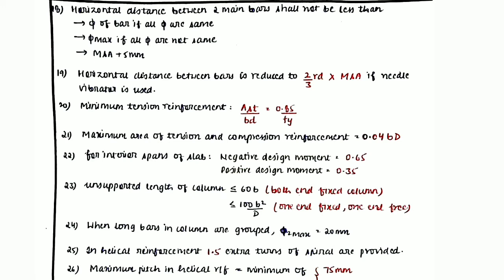Now the maximum area of tension and compression reinforcement is equal to 0.04 times bD, that means 4% of the gross area. b is the width and D is the total depth.